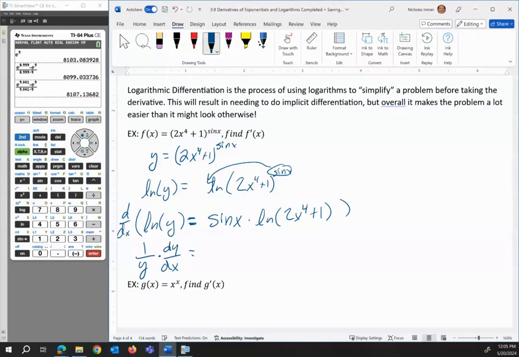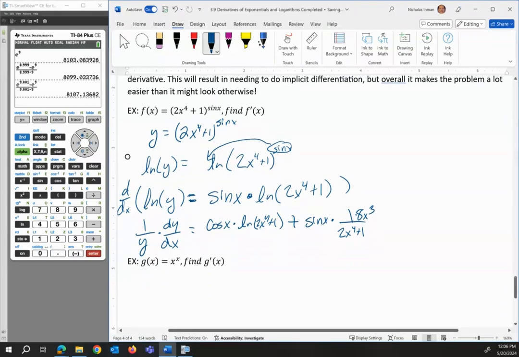It's then equal to the derivative of sine. It's a product, so the derivative of sine, cosine, times the second thing left alone, plus first thing times the derivative of the second. Derivative of natural log is 1 over the stuff inside times the inside derivative, which is just a power rule. 2 times 4 is 8x cubed.